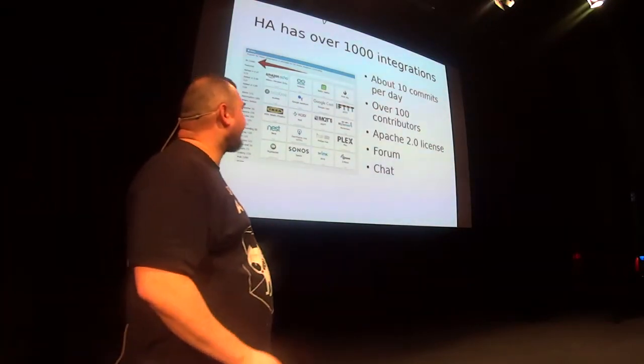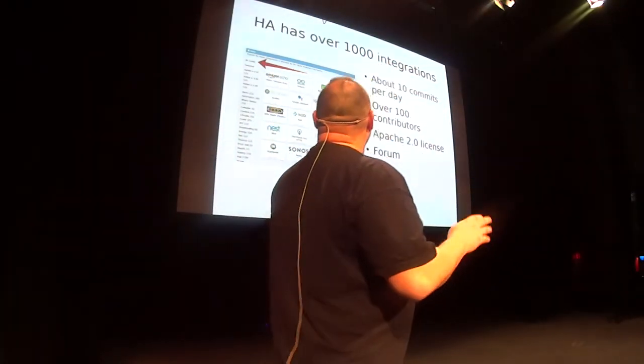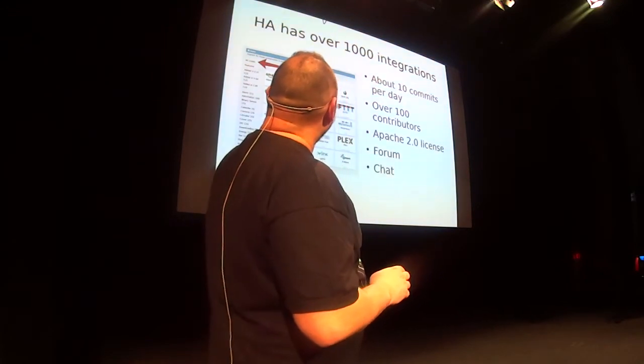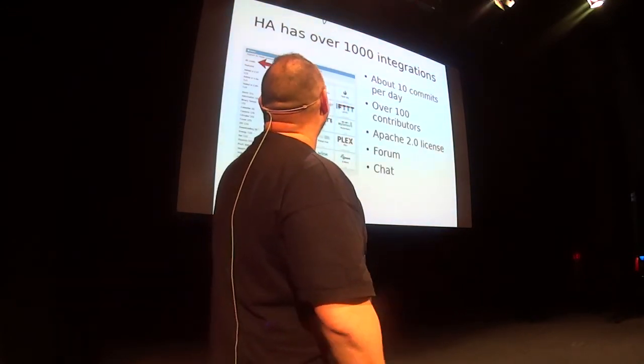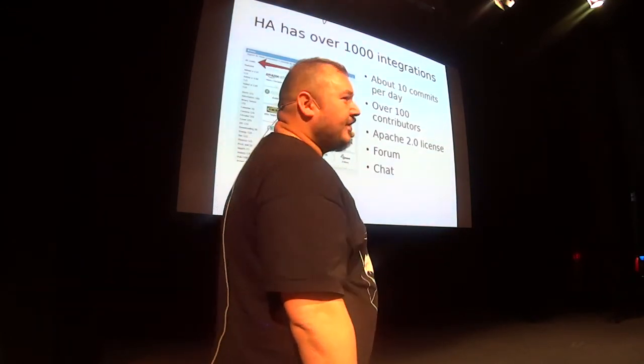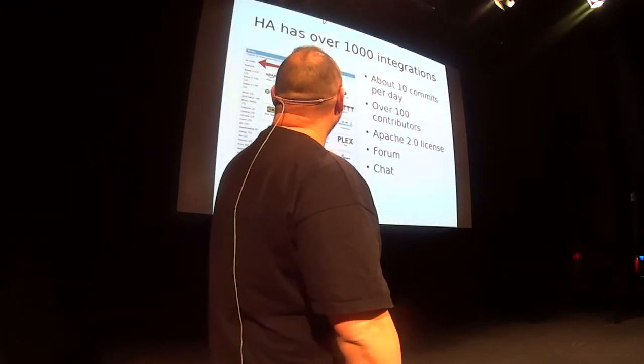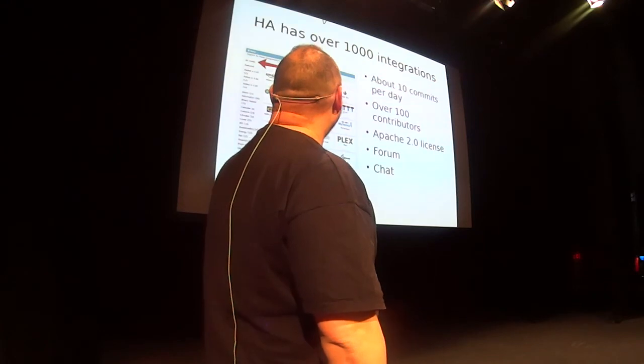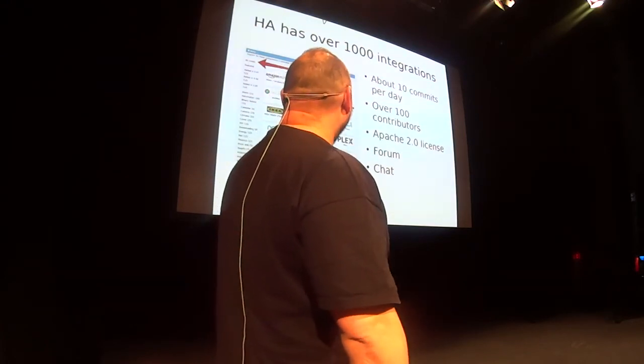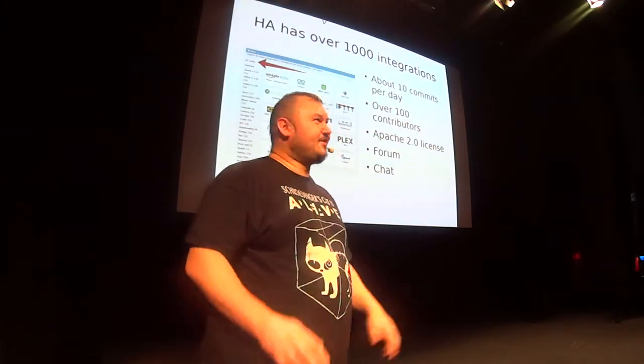Home Assistant has, like, over, you can see that was yesterday, 1048 components. A component is, for example, Google Assistant or IKEA Trådfri, MQTT. So those are really different ones.